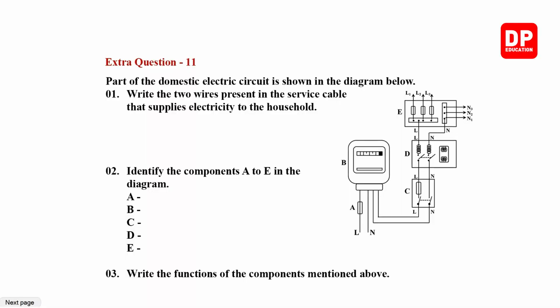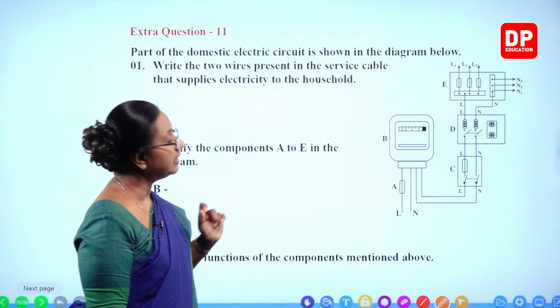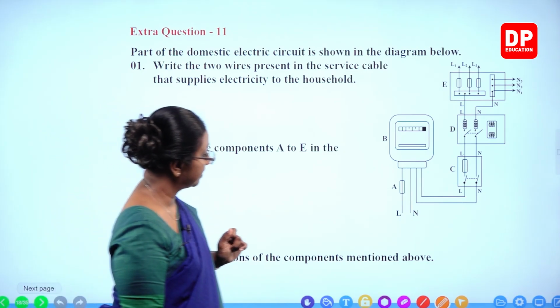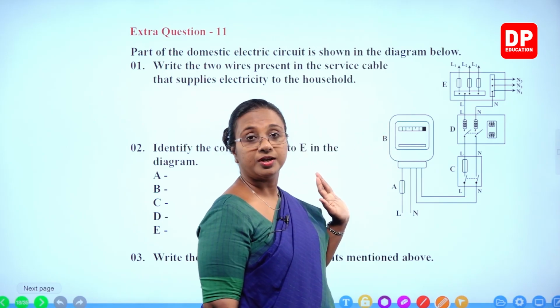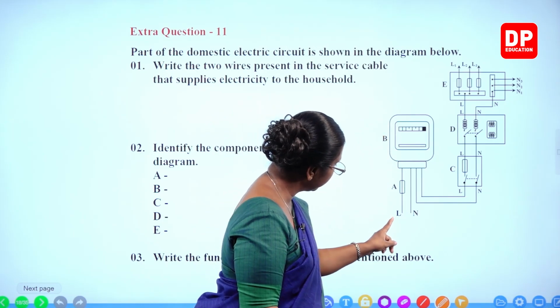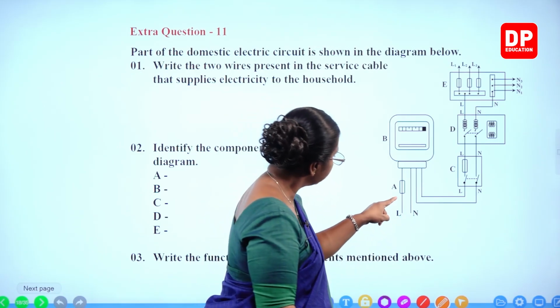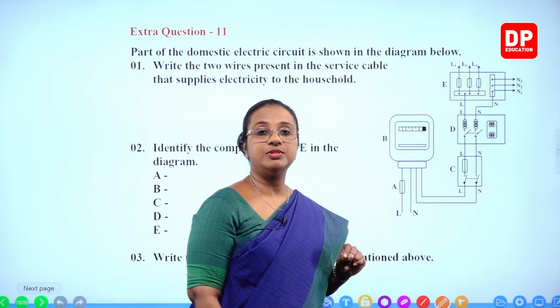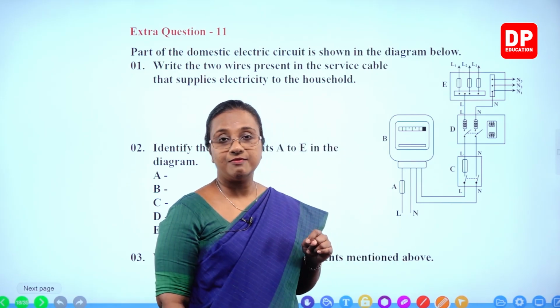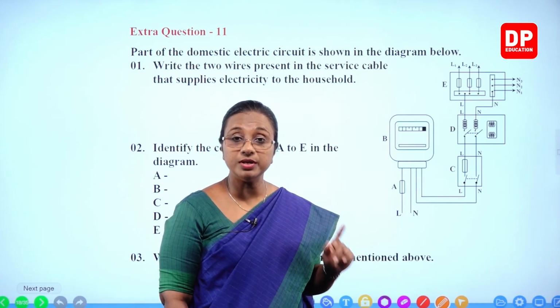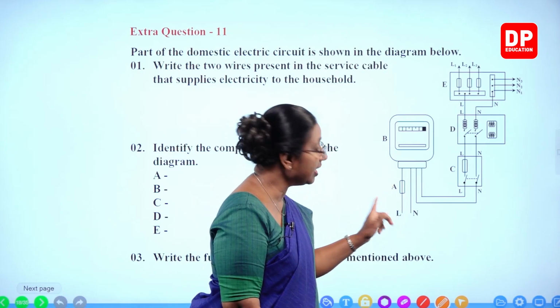Extra question 11. Part of the domestic electric circuit is shown in the diagram below. Here you can see some of the components that are part of the domestic electric circuit. Can you identify the components? First look at the diagram. L denotes the live wire, N denotes the neutral wire. Then we have component A. What do you think that is? The first component, connected only to the live wire, is the overload circuit breaker or the service fuse.